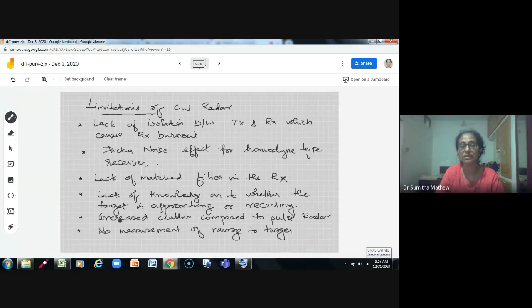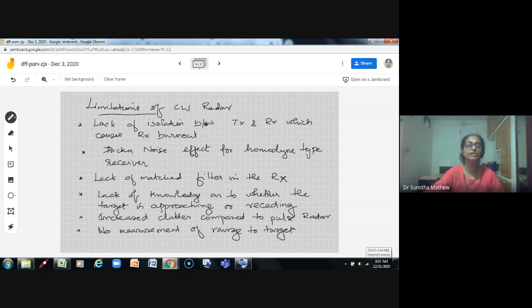Then increased clutter compared to pulse radar. That is, clutter means the echo signal that is received from unwanted surroundings and around the target, unwanted sources. So that is clutter noise. So increased clutter, such clutter effects are not suppressed in a proper way when compared to a pulse radar. Pulse radar does that in a better way. Then no measurement of range to target. You cannot measure the range. So these are the limitations of a continuous wave radar. You will be asked to describe the limitations of a continuous wave radar.